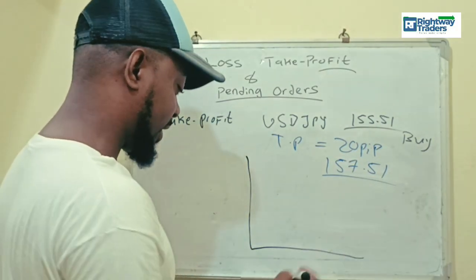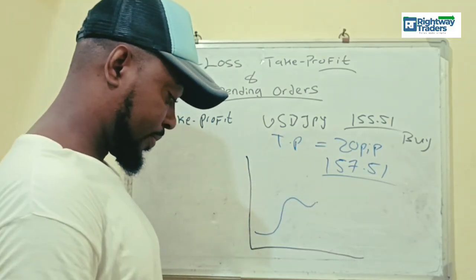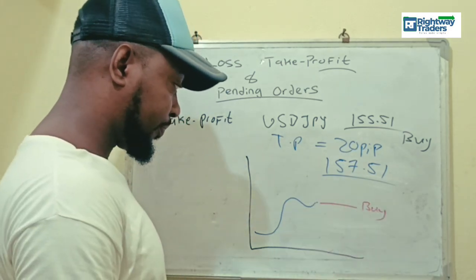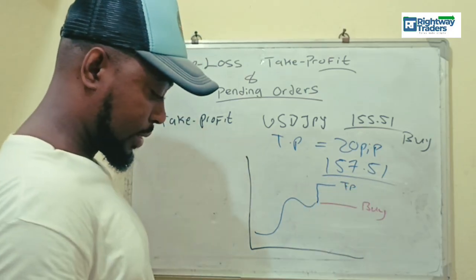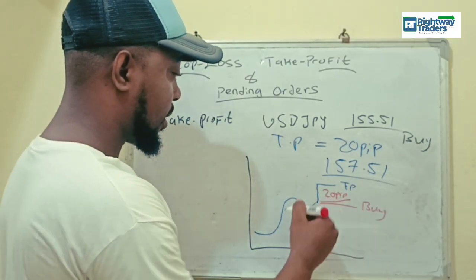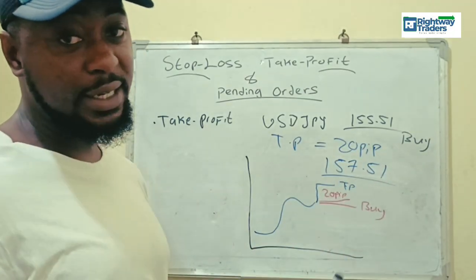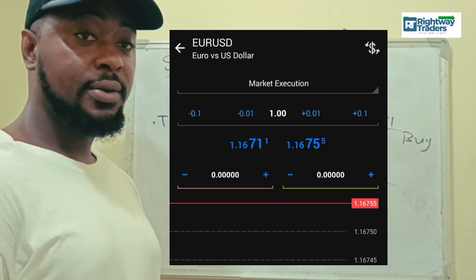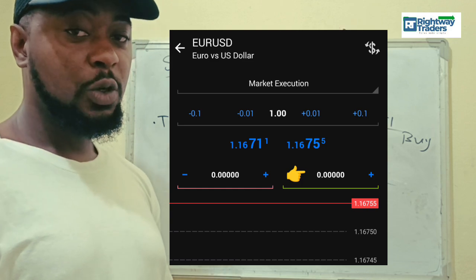So going back to the chart again, let's say this market is growing and you entered at this point. You buy, the market grows, and this is where you set your TP, a 20 pips difference, which means if the market gets to your TP price, it will automatically close. It's a very, very simple thing. If you open your trading platform, like the one you're seeing on your screen right now, the left hand side is where you set your stop loss, the right hand side is where you set your take profit.